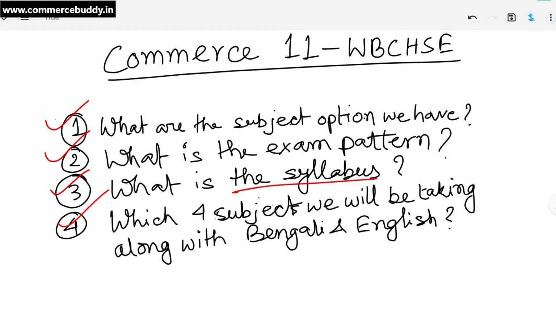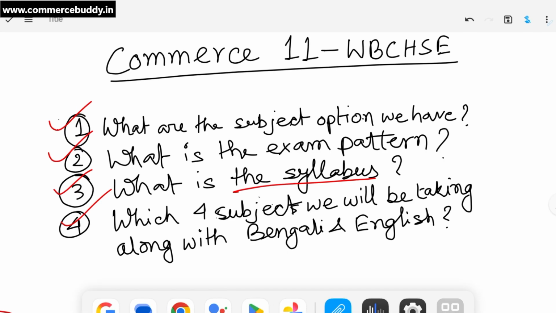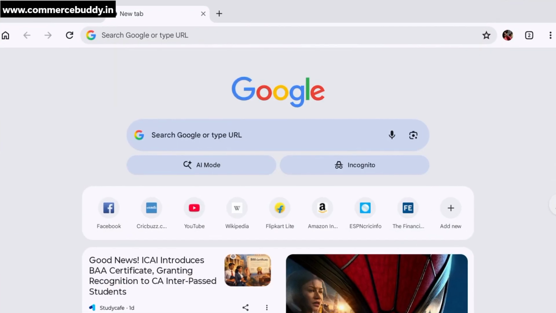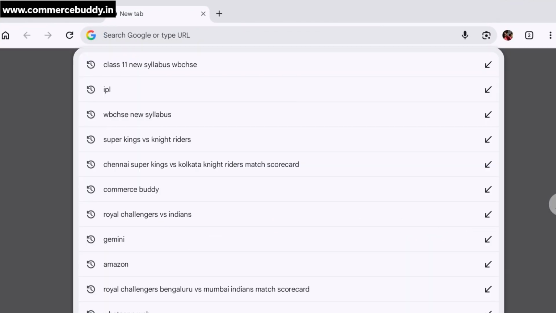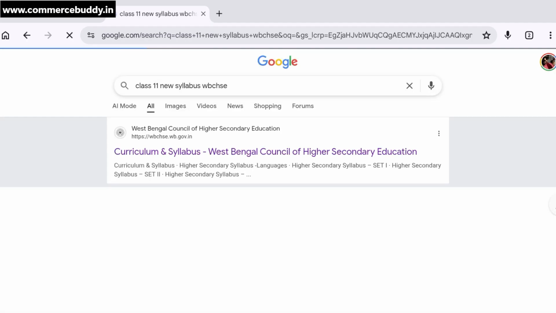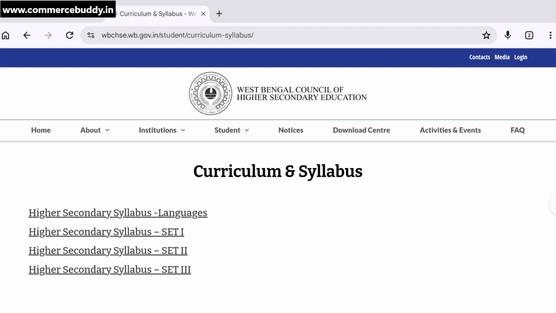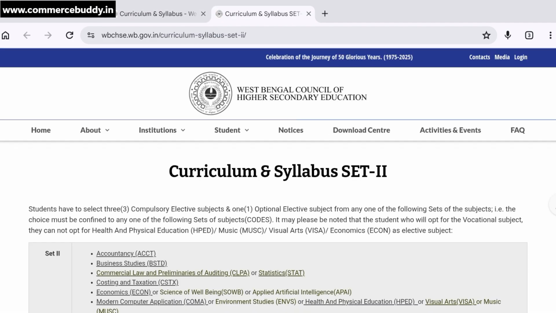Okay everyone, let me show you how to download your syllabus from your board's website. So, go to Google and type Class 11 New Syllabus WBCHSE. There will be a first link, Curriculum and Syllabus. Click on this link. There will be three sets. Go to Set 2 for the Commerce Syllabus.